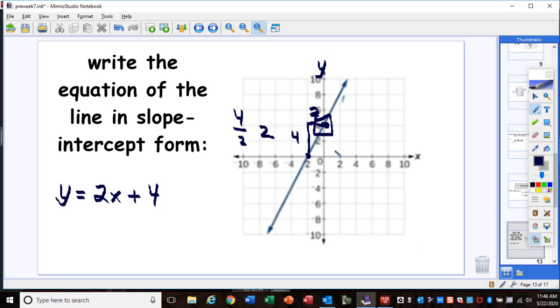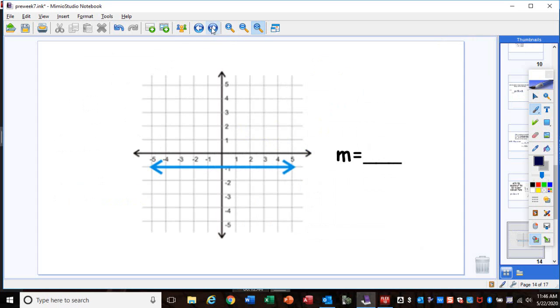I guarantee you, I can almost guarantee you I did this exact same problem earlier this year with my algebra students. The exact same problem. They've learned this too. You're doing pure algebra when we do this.